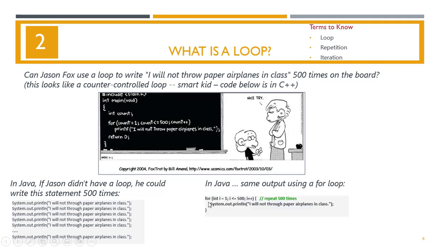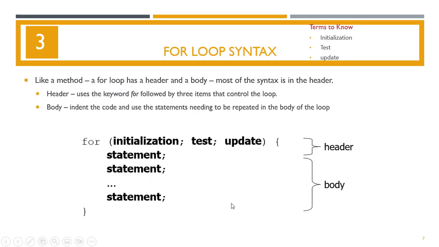Let's take a look at what it's going to look like in Java compared to C++. So we have a for loop. It's pretty simple. That's going to do 500 times. Let's talk more about for loops.